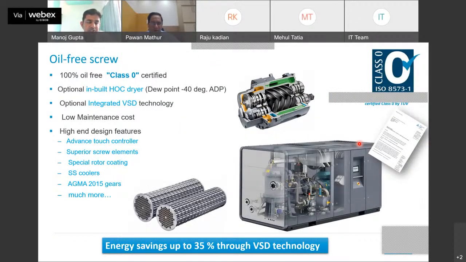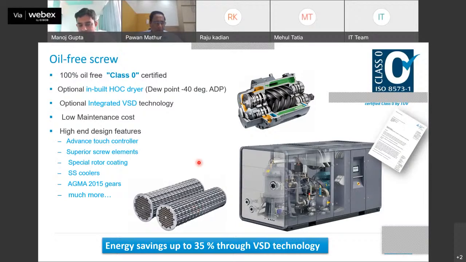Second is oil-free screw technology. We can guarantee 100% oil-free, class 0 certified, with the option of inbuilt HOC dryer. You can see the dryer is also inbuilt. We have the option of inbuilt VSD also. So you can see the plug and play design with the lowest maintenance cost, and the advanced features are an advanced touch controller and a superior screw element with special rotor coating. It will give a life of more than 40,000 hours. We have provided SS coolers and EGMA Q15 gears, which can give you a cooler life of approximately 8 to 10 years and much more.